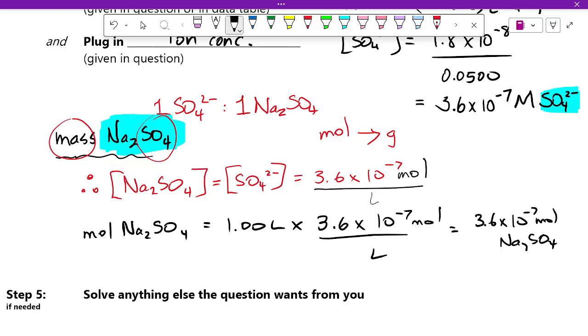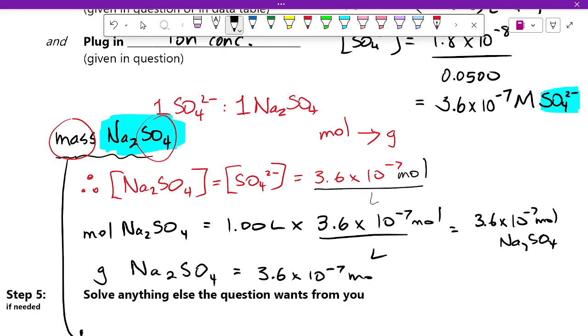And then from moles, we can convert to grams. And our molar mass is 142.1.